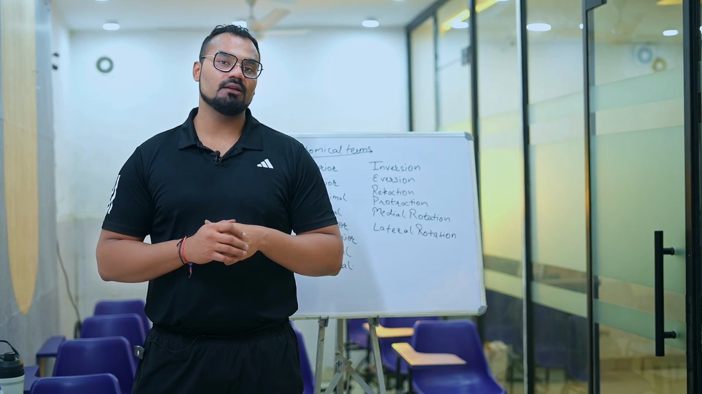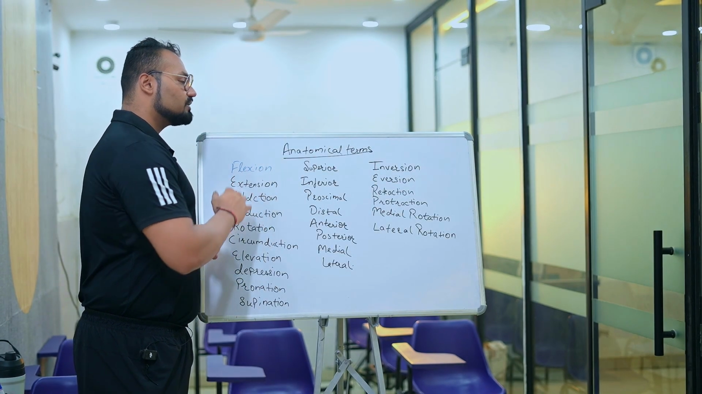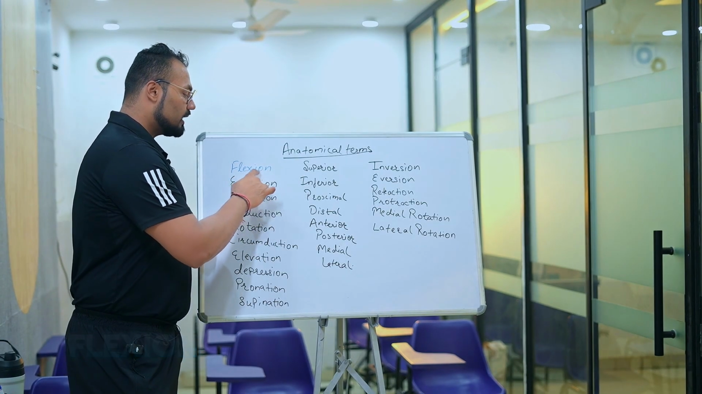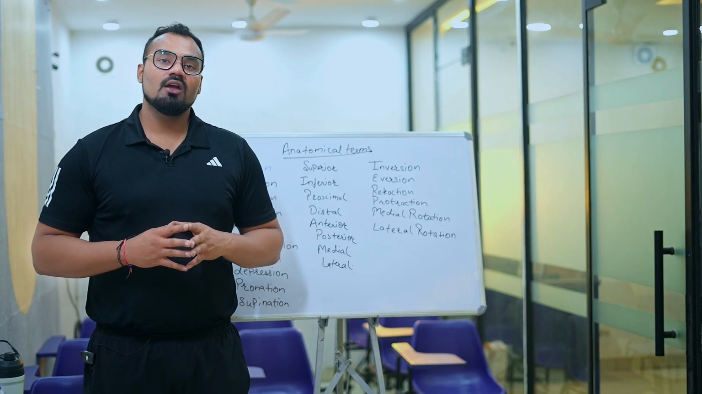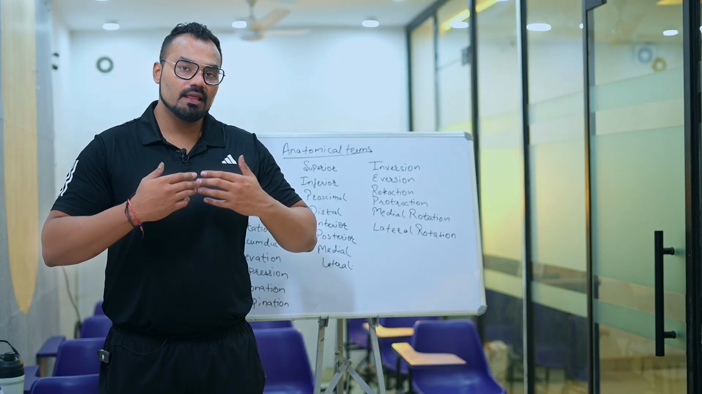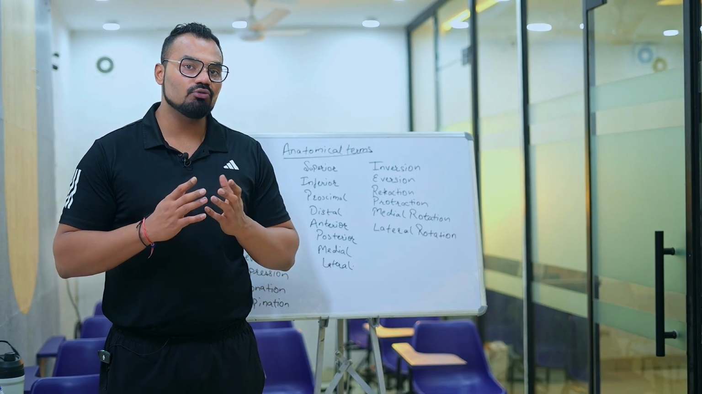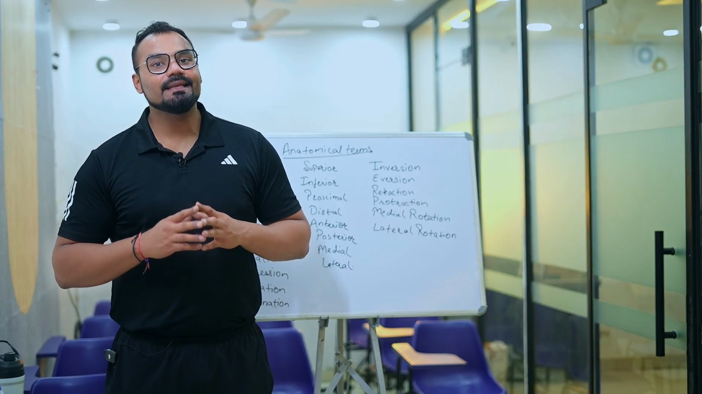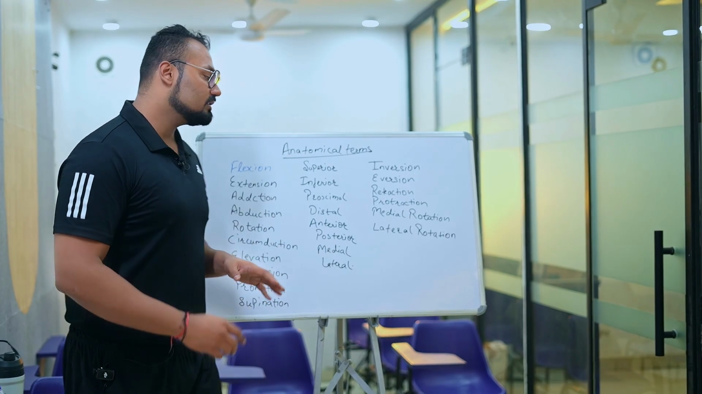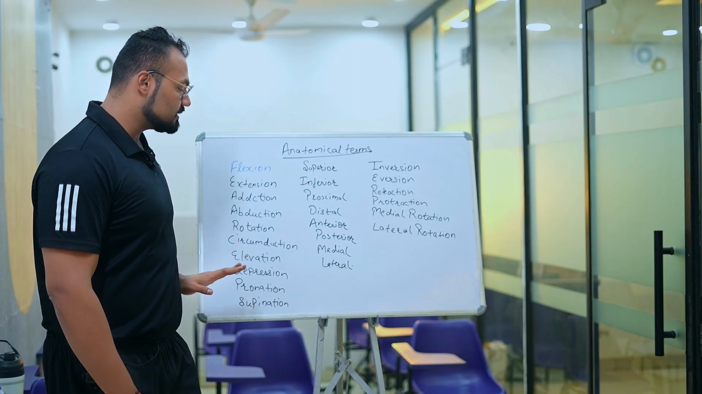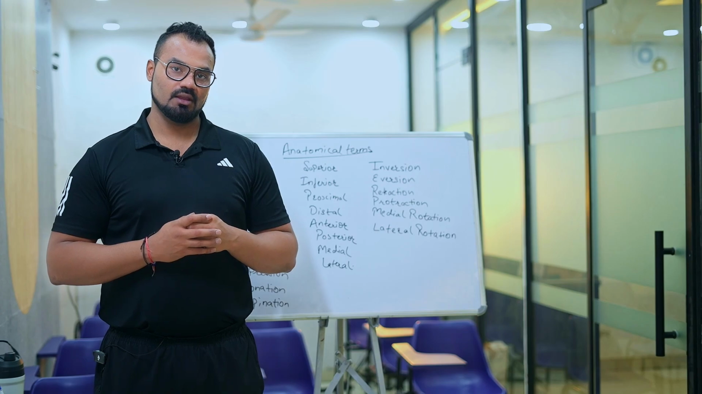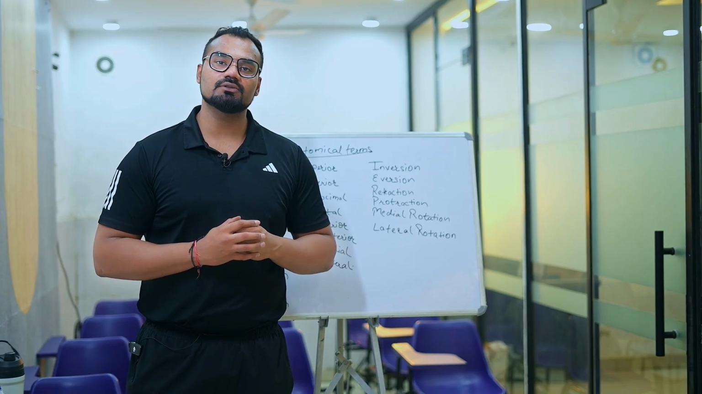So in anatomy, the first jargon, the first term which comes in front of us is flexion. As you can see, flexion. What do you mean by flexion? Flexion is a movement which is performed in the front, that is a front movement, or you can say the angle between two bones decreases. All of these movements are happening in the joints. So let's understand flexion first.